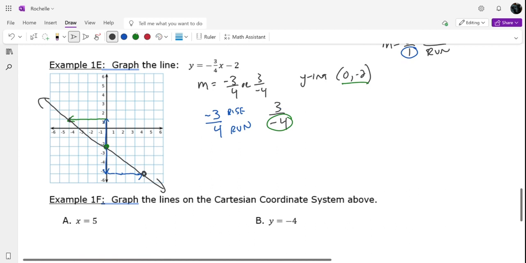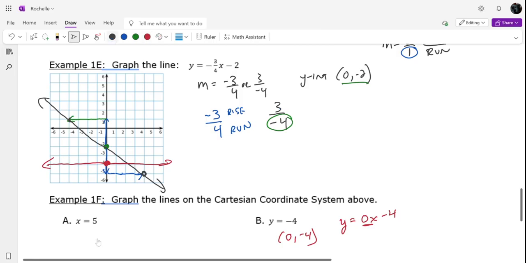Now lastly, we also have lines where, if you look at this one, it has a 0, right? There's no slope. So that means that we're going to plot this point, remember, 0, negative 4, and that's just going to look like a flat line. The slope is 0. So we're not going up at all, but we're going over.